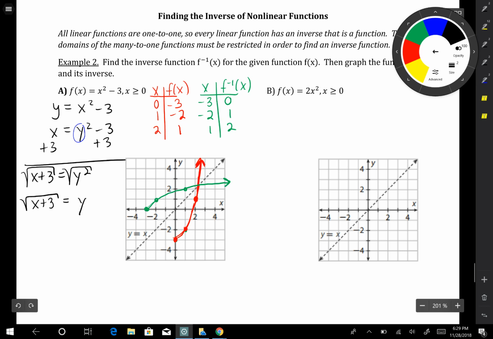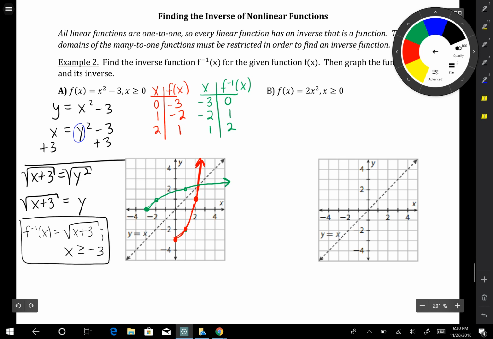Now, because we put that square root in this function, when we write our inverse, we're also going to put the domain that goes with it. So f inverse of x equals the square root of x plus 3. And do you see that our graph starts at negative 3, 0 and goes to the right? So that's for x values greater than or equal to negative 3. That is our inverse function.